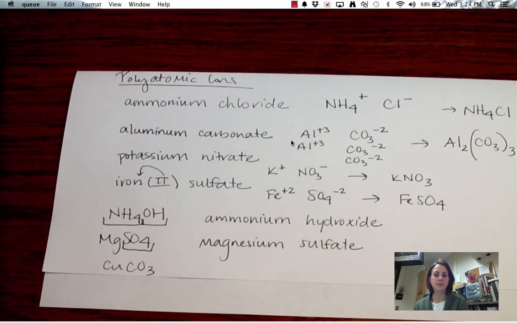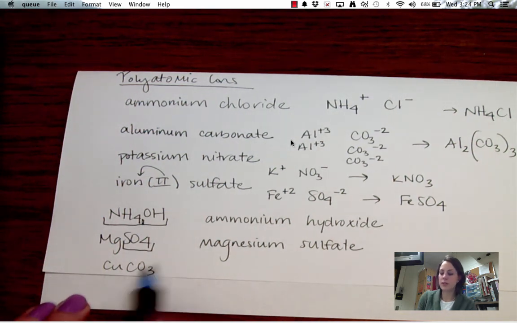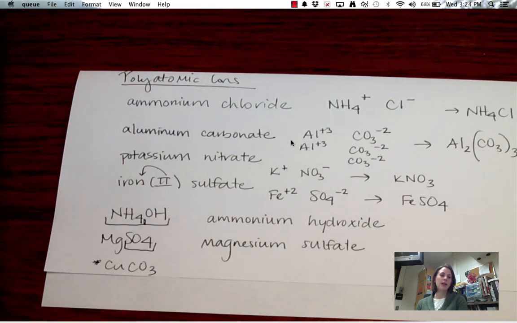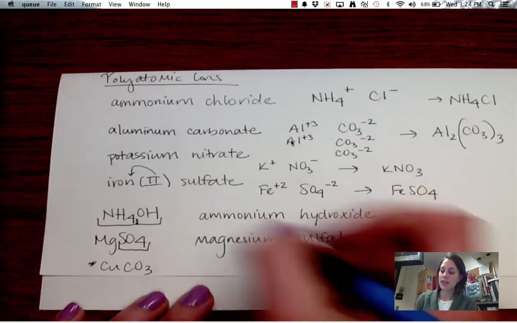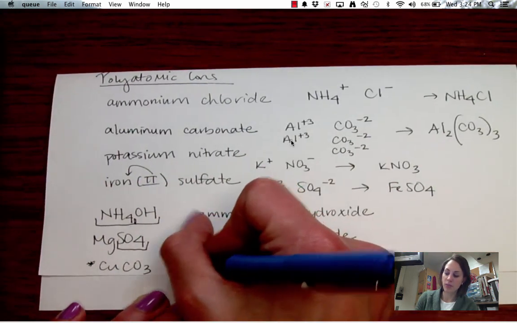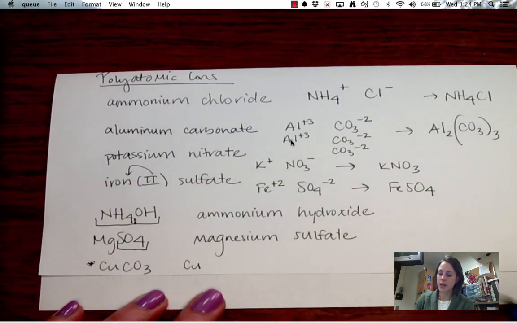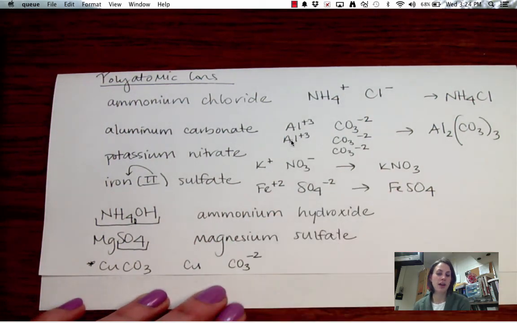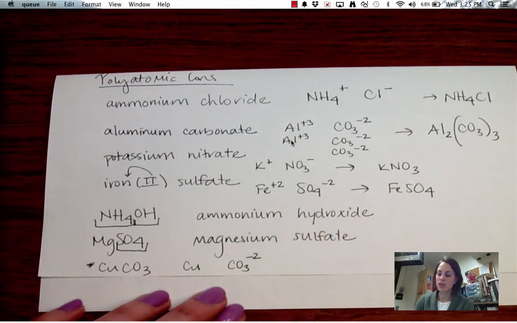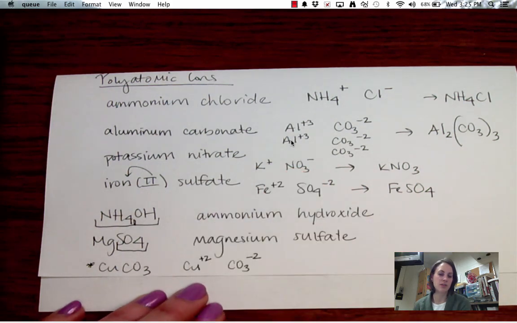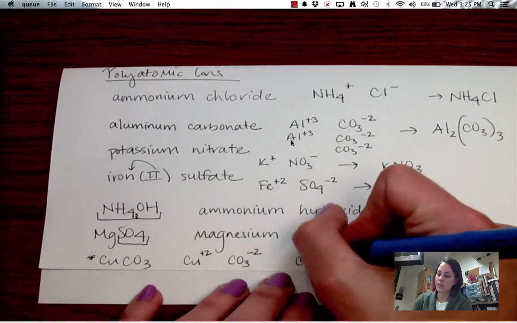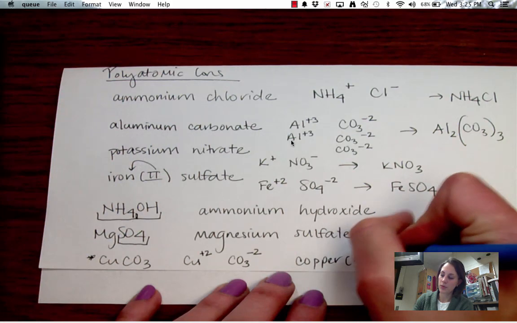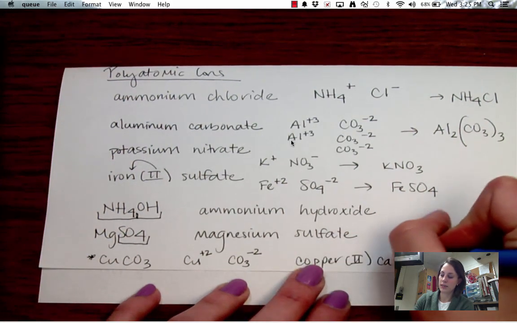And this last one is kind of tricky because copper is a transition metal, which means I'm going to need Roman numerals in my name. If I draw my picture, I have 1 copper ion and 1 carbonate ion, and I know the charge on that is -2. So that means copper must be a +2. So the name of this compound is copper(II) carbonate.